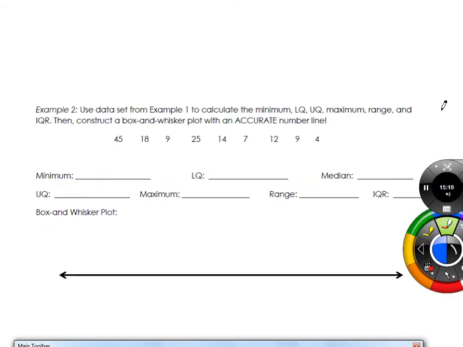Okay. So, things we should have figured out numerically. Our minimum is 4. Our maximum was 45, right? And therefore, our range was 41. When you ordered the numbers, you had a 4, 7, 2 9s. Okay. A 12. What came after 12? 14.